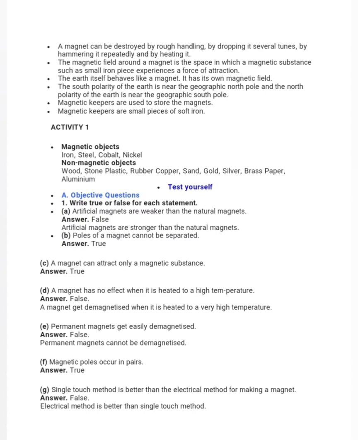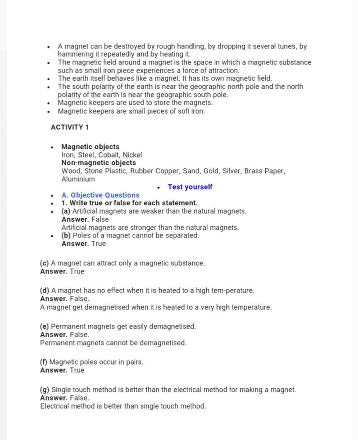Test yourself. Let's do the exercise now. Objective questions. Write true or false for each statement. This is objective question A1. A. Artificial magnets are weaker than the natural magnets. Answer is false. Artificial magnets are stronger than the natural magnets.